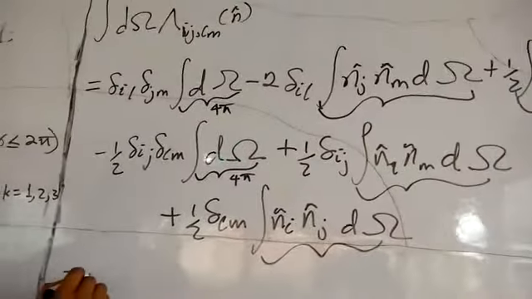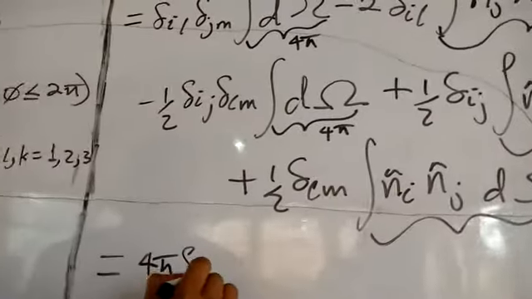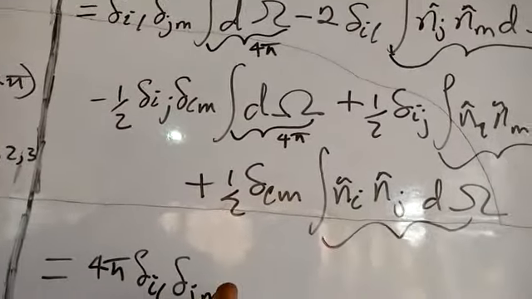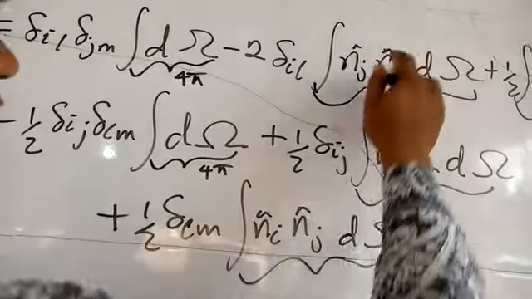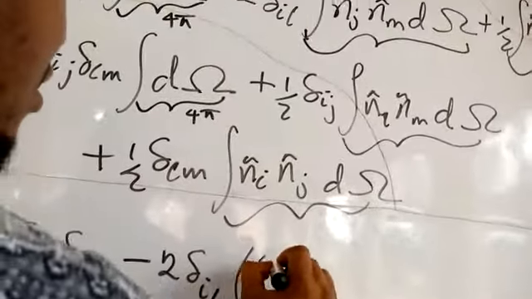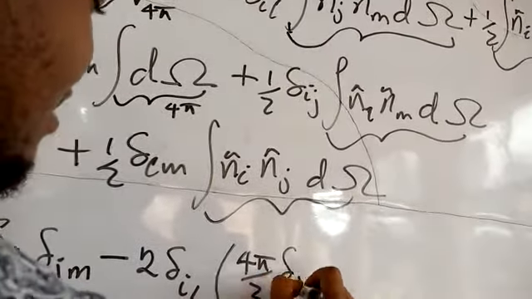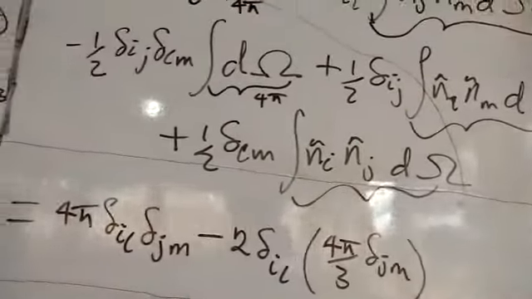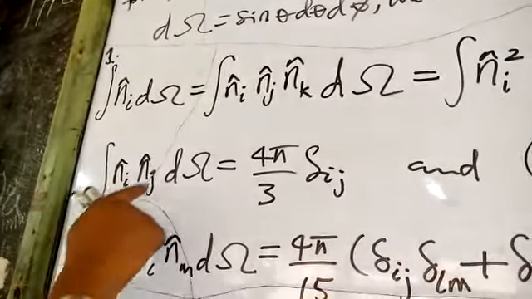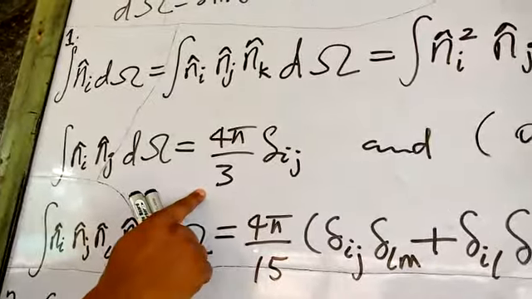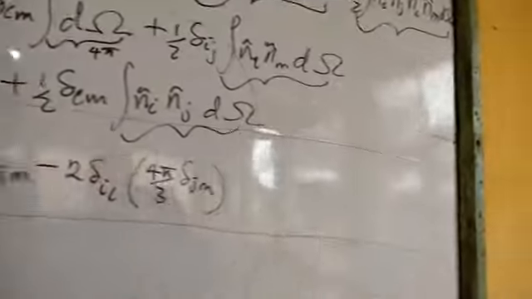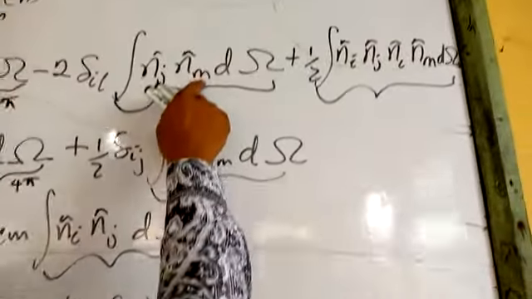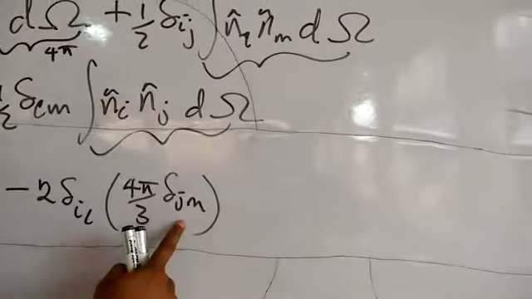And this is going to give me here 4 pi of Kronecker delta i iota jm, and then this is going to be minus 2 times i iota. But this, of course, if you recall, will be 4 pi all over 3 Kronecker delta jm. If you recall, this is the integral here that we have shown earlier, that integral of n sub i, n sub j, d omega is equal to 4 pi over 3 Kronecker delta ij. So, since what we have here in our own case is jm, my Kronecker delta is jm.